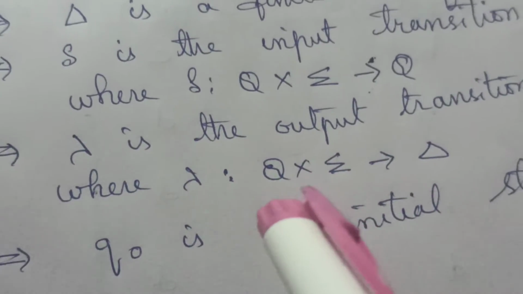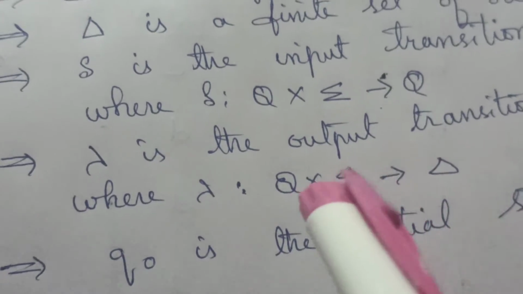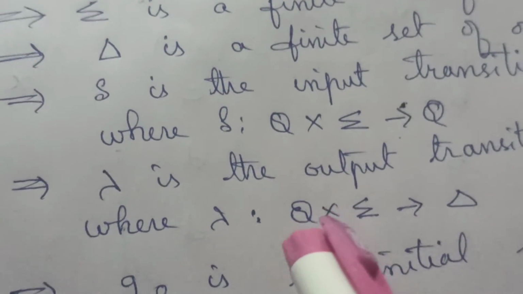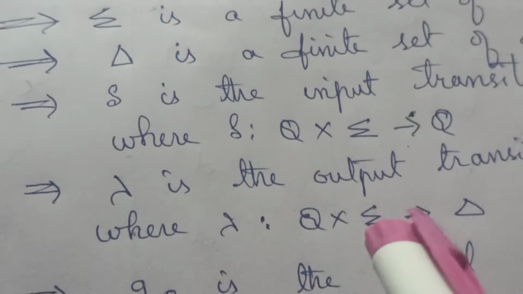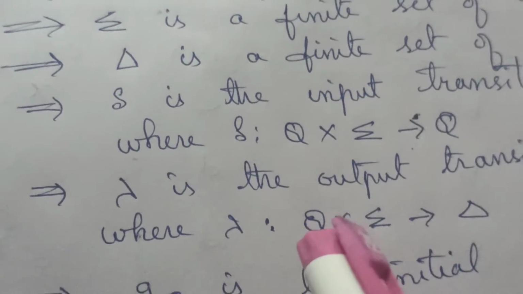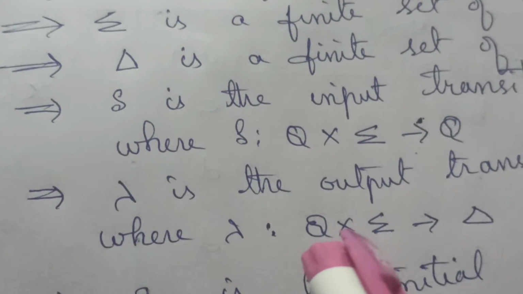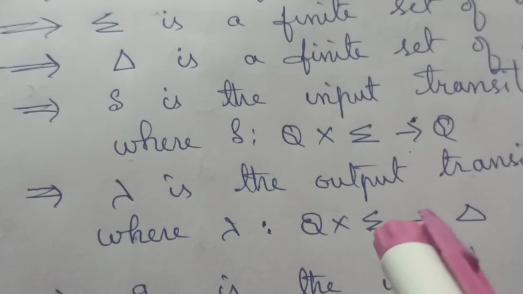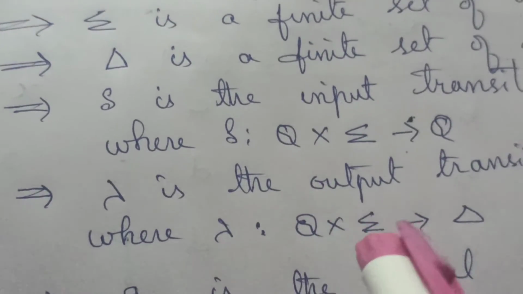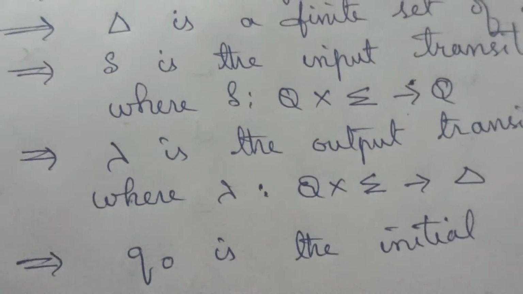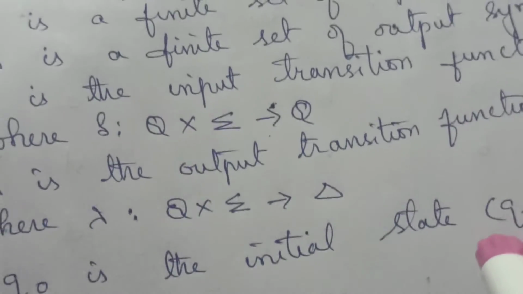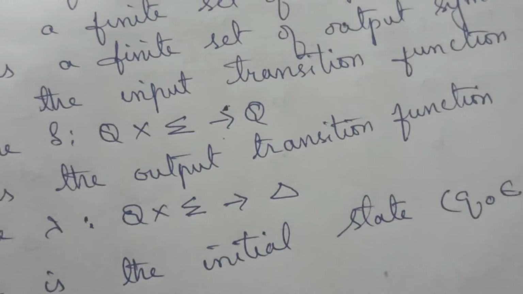Here why are we writing Q cross sigma to delta? Q is the set of current states, and because this is a Mealy machine, its output depends on both the current state as well as the input symbols. So Q cross sigma to delta, and Q naught is the initial state where Q naught belongs to Q.